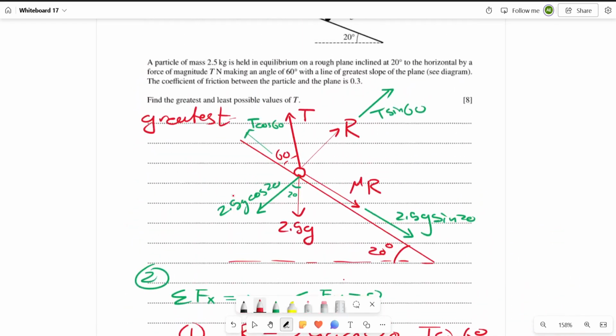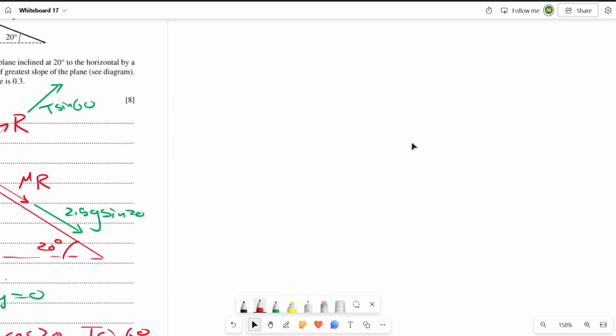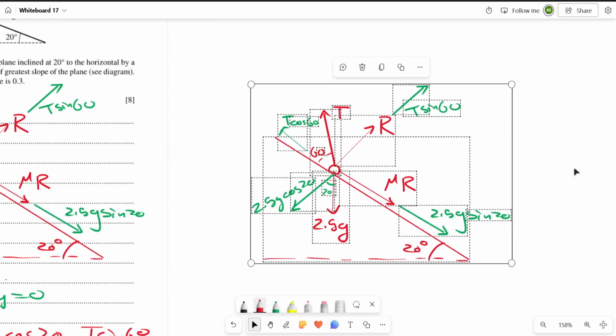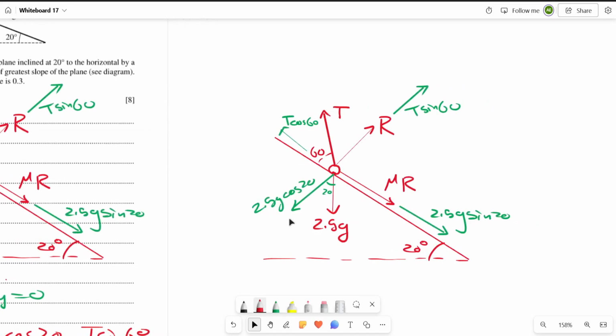So this is going to be the first part of the question where it wants the greatest value. If you can work out what's going to be the least value of t, we can copy this over here. Now, if we're thinking about the least value of t, let's think about what's going to happen to friction over here. We're going to have the same exact thing.